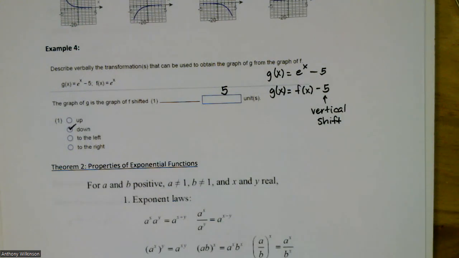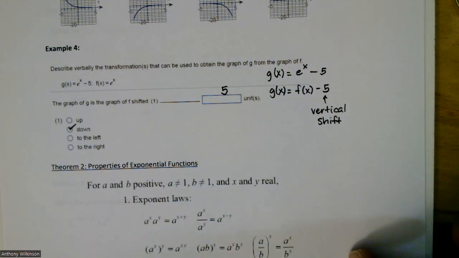Okay. So the graph of g of x, which is e to the x minus 5, is the same as f of x equaling e to the x. The only difference there is that the graph is shifted down 5 units. So do go back to section 1.2 and review those transformations that were discussed.